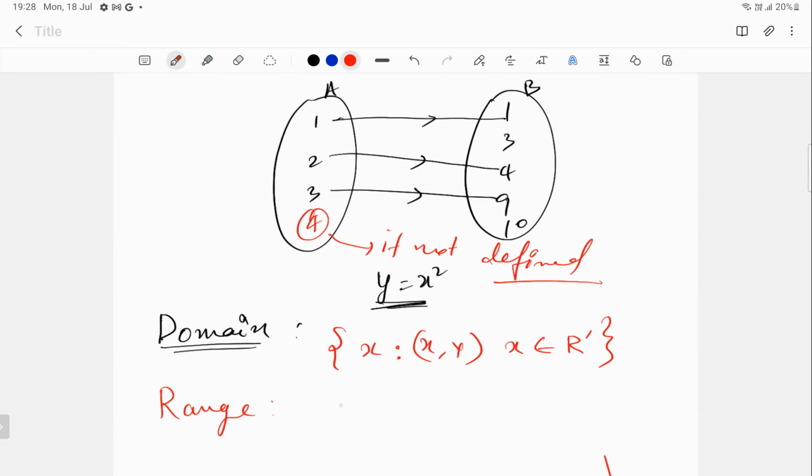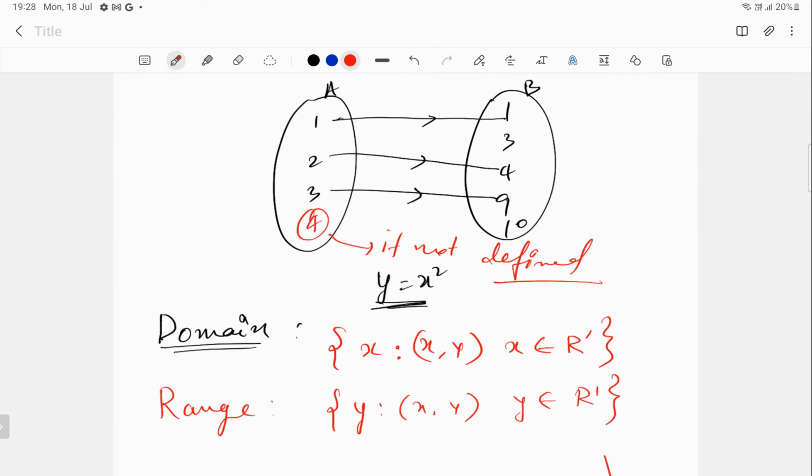In set builder form, how can we write it? This is y, (x, y), where y belongs to R, the relation we have defined. Is this clear? So what is the range? 1, 4, and 9. 3 and 10 will not come in the range.